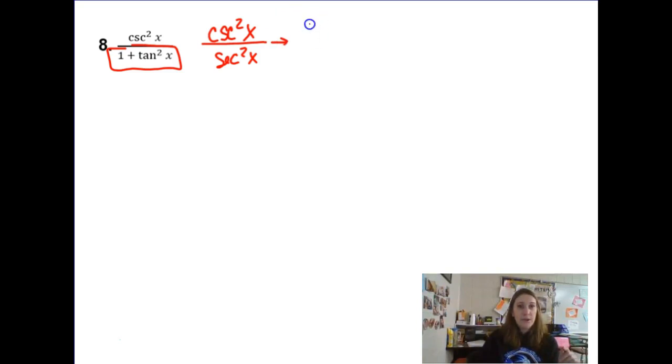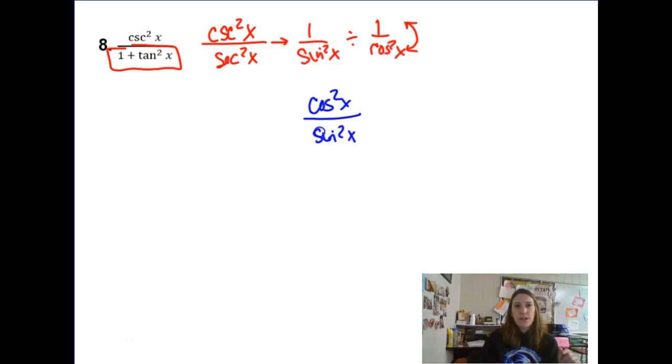So cosecant squared is 1 over sine squared. And then we're dividing it by secant squared, which is 1 over cosine squared. And then remember, when you divide fractions, you end up flipping the second one and changing it to a multiplication problem. So now we're going to have cosine squared in the numerator over sine squared in the denominator. Methinks that is just secant squared. No, it's not. My goodness. Cotangent squared. There we go. Cotangent squared. That didn't feel right.